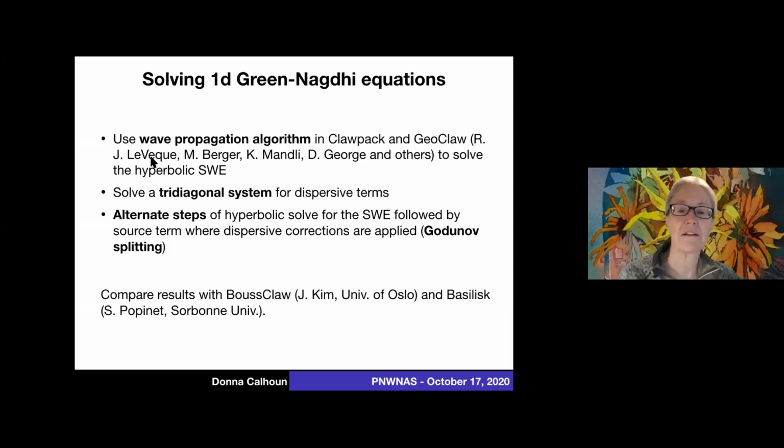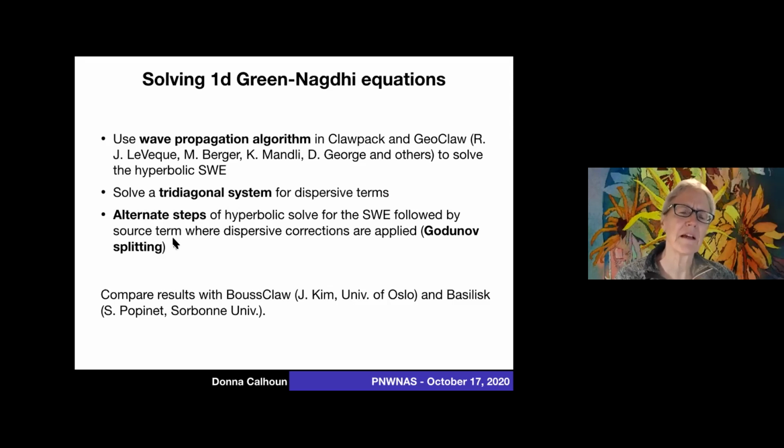So Randy Levesque, Marcia Berger, Kyle Manley, David George, and others have all been involved in developing this GeoClaw solver and associated Riemann solvers. The elliptic-like solve is formulated as a tridiagonal system. And in 1D, we can simply solve that using a LAPACK tridiagonal system solver. So that turns out to be easy.